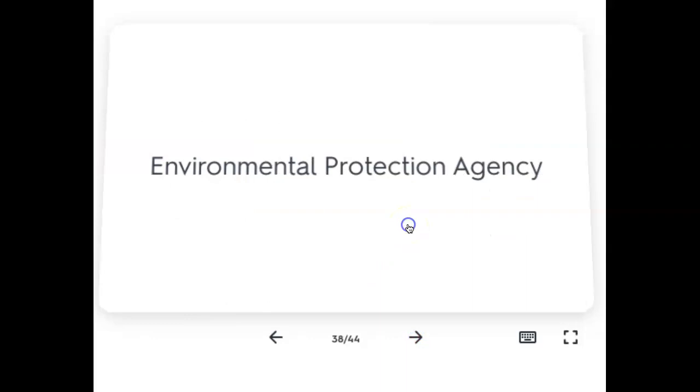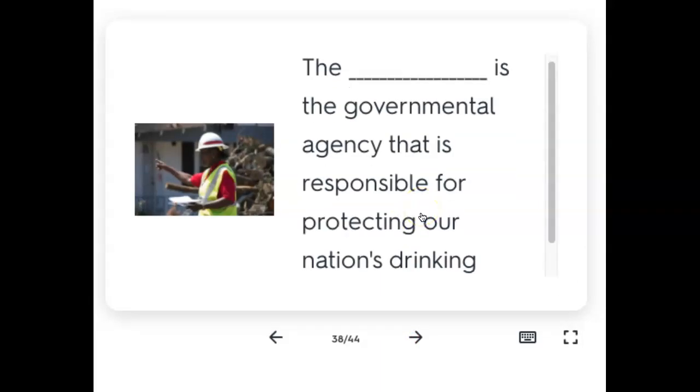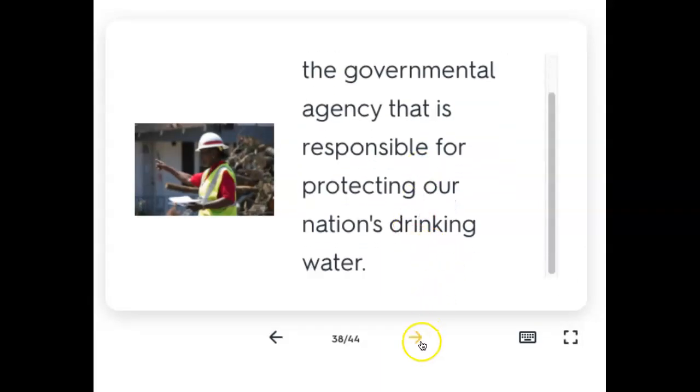The Environmental Protection Agency is the EPA, and it's responsible for protecting our nation's drinking water.